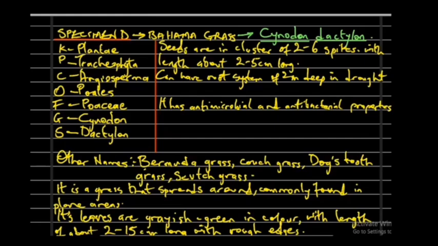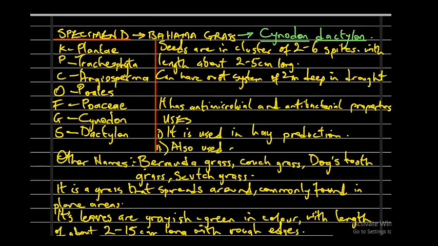Number one, uses. Now, major uses. It is used to produce hay in hay production. Also, it can be used as animal feed. So these are reasons why this particular crop is being used.